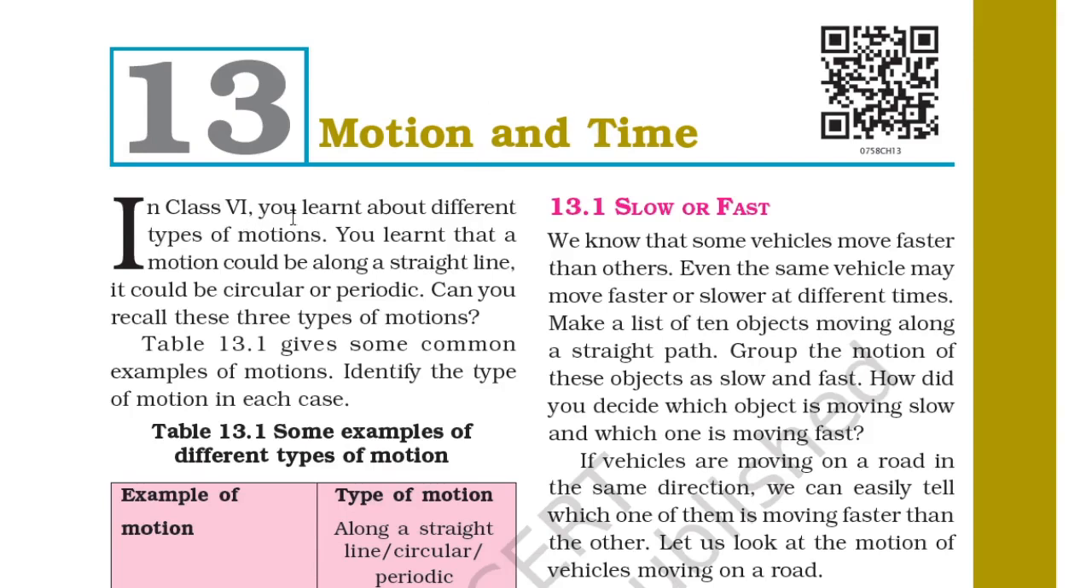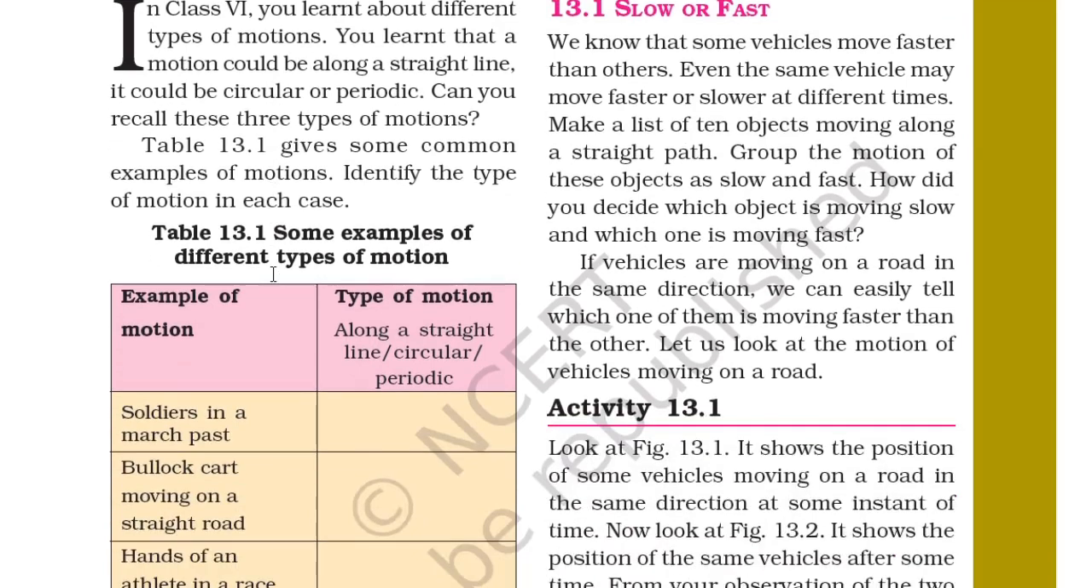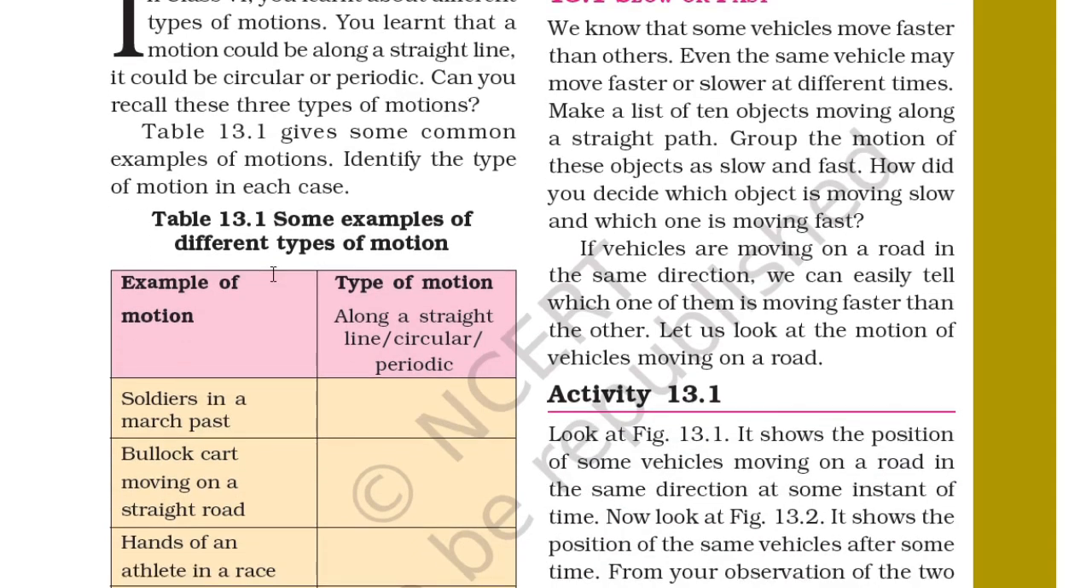Today we are going to start chapter 13, Motion and Time. In class 6, you learned about different types of motions. You learned that a motion could be along a straight line, it could be circular or periodic. Can you recall these three types of motions? Table 13.1 gives some common examples of motions. Identify the type of motion in each case.